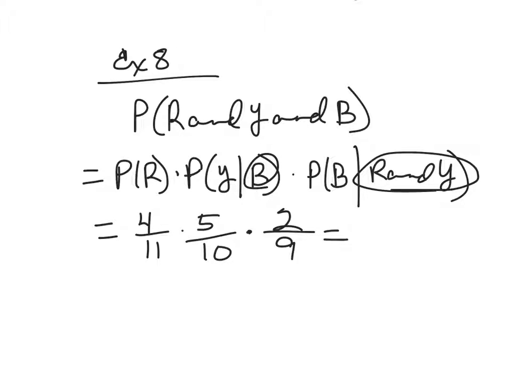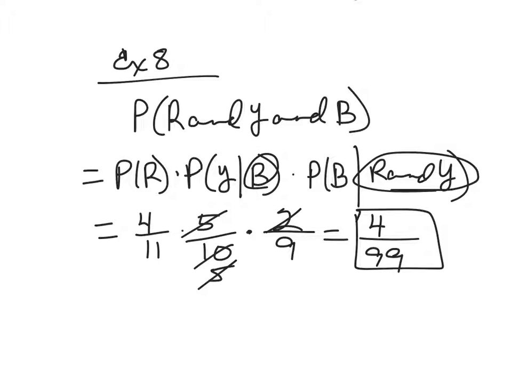So, you know, sometimes your calculator's quicker, sometimes you're quicker. I mean, think about this. 2 would cancel with 10 and make 5. 5 and 5 would cancel with each other. So really we'd have 4 in the numerator and 99 in the denominator. So the probability of getting red, then a yellow, and then a blue without replacement is 4 out of 99.